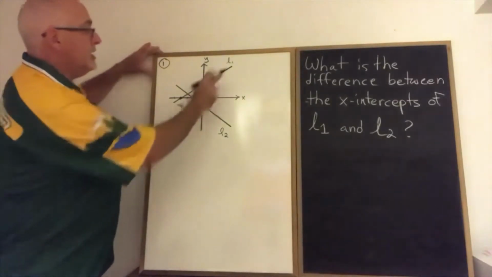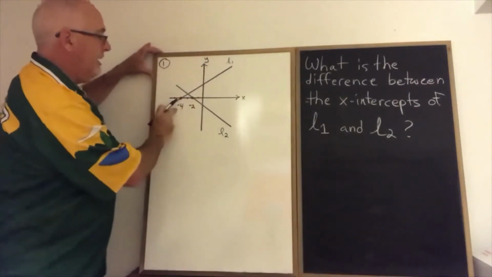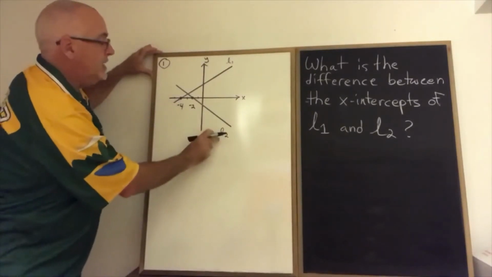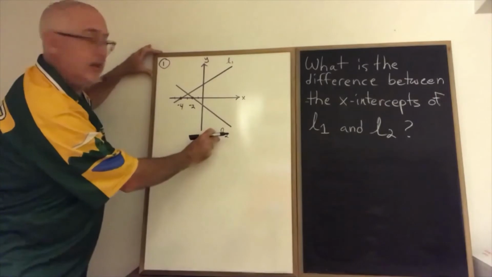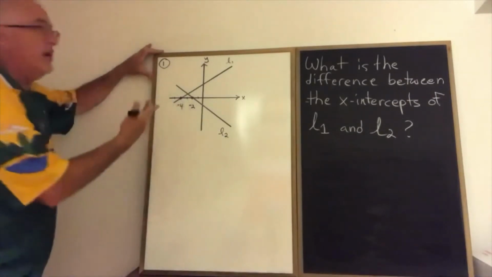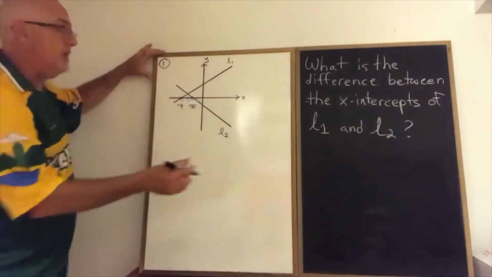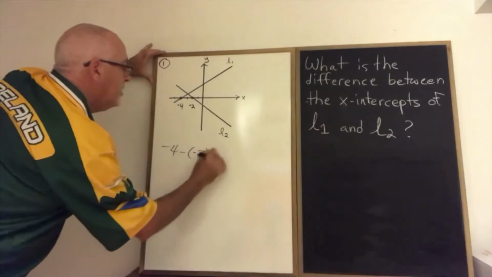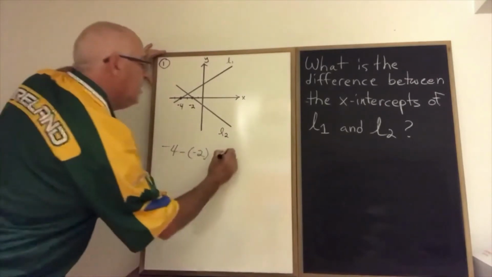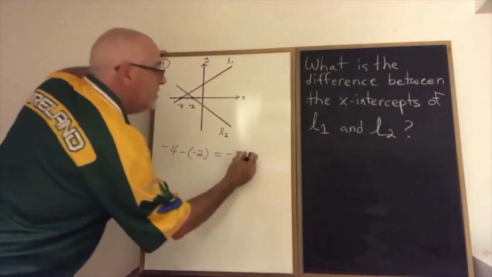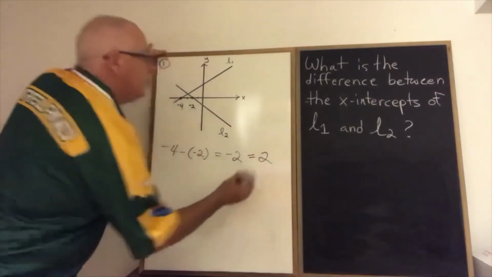In this case, line 1 is right here, and we have been given its x-intercept, its zero, which is -4. And line 2 is down here, and we have also been given its x-intercept, or zero, which is -2. We have to find the difference between them, which means we need to subtract. -4 minus -2 is equal to -4 plus 2, which is -2, but we can take the absolute value of that and say the difference is 2.